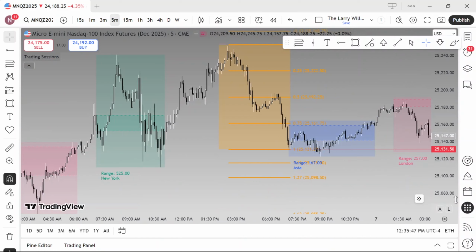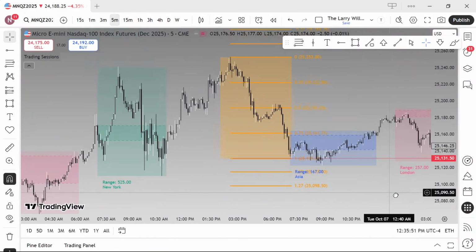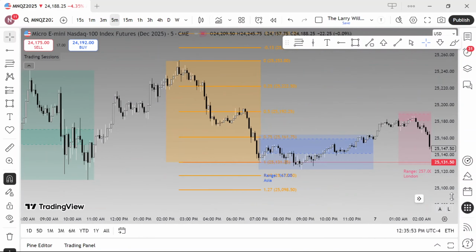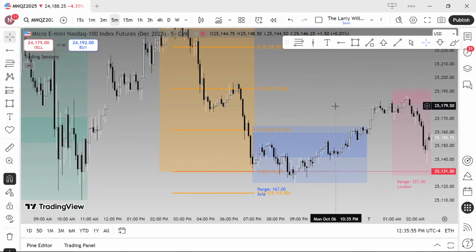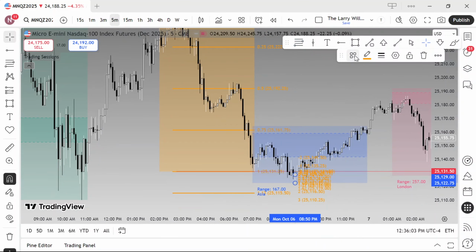What PD arrays do we have? Now this is with the premise and bias that we're going to be going long. This is where you imply narrative. Where would we be having a PD array for price to come and resist off of? We have this rejection block right here.